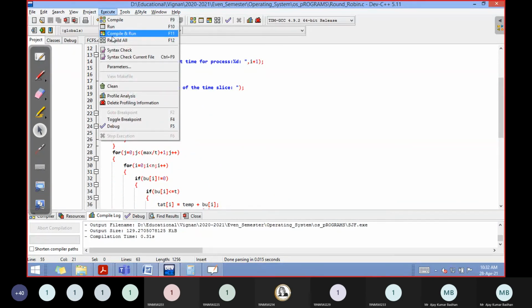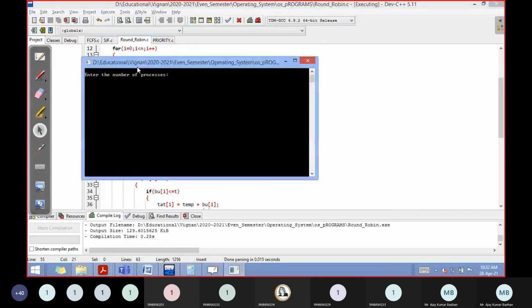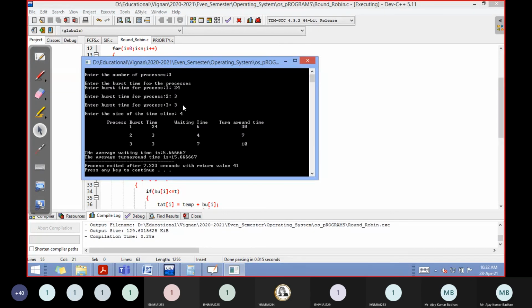Let's see what output we are going to get. Compile and run. How many processes? 3 processes: 24, 3, 3. Time slice 4. If people got the same output we require: 5.667 and 15.667. But it has taken more time compared to the previous one. In the previous one, SJF, it took around 4.52 seconds, but this one has taken 7.223 because it has to shift, since every slot is only 4 milliseconds. Even though a single process is allocated multiple times, we still give it in slots. That's the reason it has taken more time compared to the other scheduling algorithms.